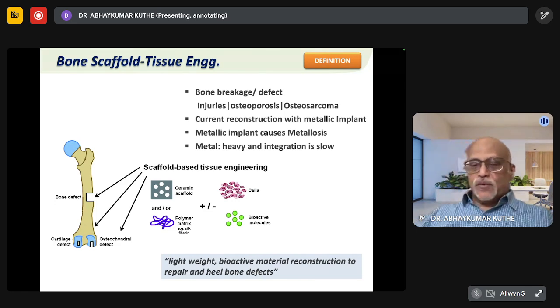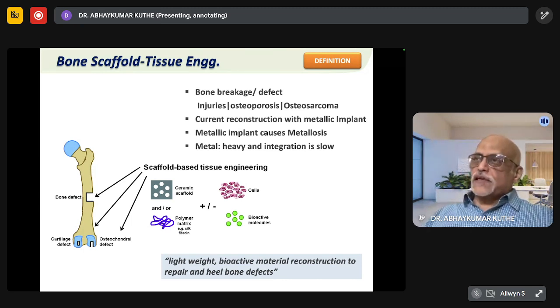Otherwise also, as rightly mentioned, metal is always a problem, because, as you can see here, the metallic implant causes metallosis. Secondly, metal is also heavy and integration is very slow. So though the metallic implant is the gold standard today, it is not a perfect treatment, because it also leads to another problem which we generally call stress shielding. Stress shielding also makes the implant loosen in the long run.